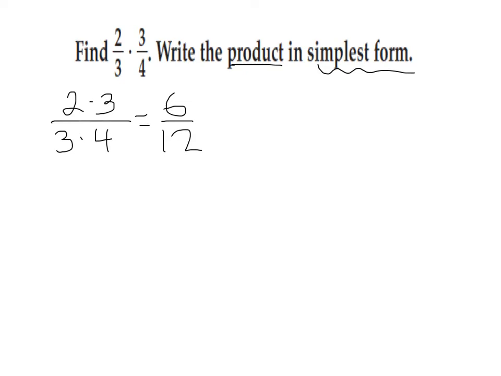Alright, so we multiplied, which is the first step we wanted. Now let's go to the second step, simplest form. I noticed that 6 and 12 have a GCF of 6. That means I'm going to divide the top and the bottom by 6. And my final answer is 1/2.